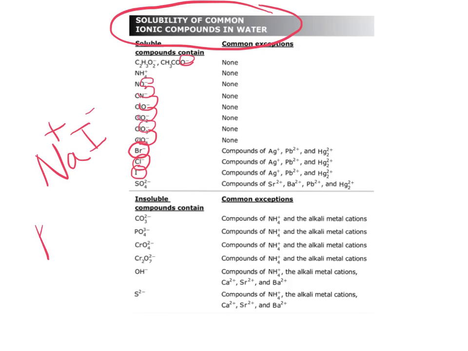Or in KClO3, the ClO3 is negative, the K is positive. So essentially we're always going to be looking at the end of the compound to determine whether or not the substance will be soluble.